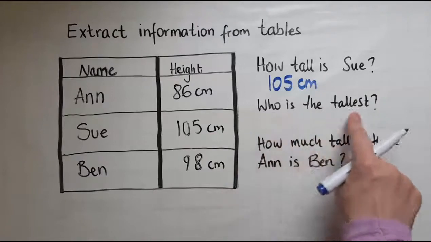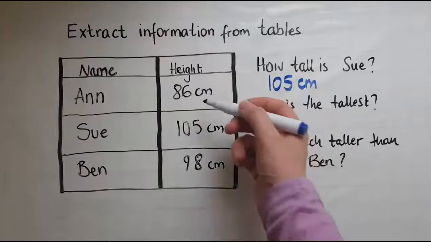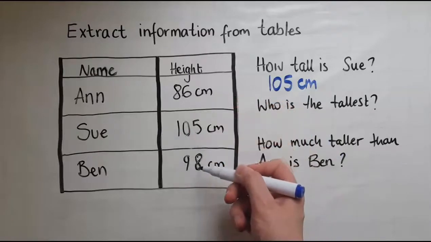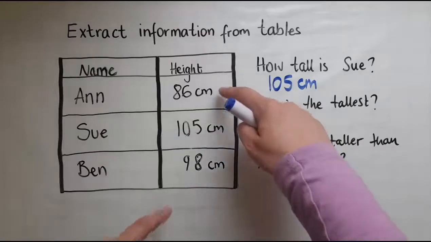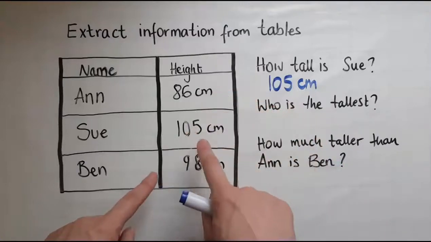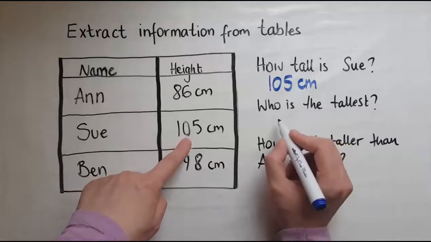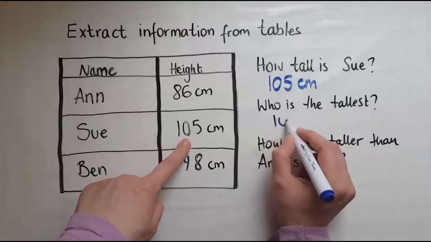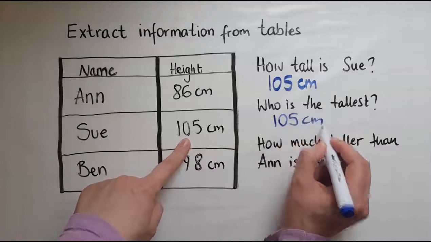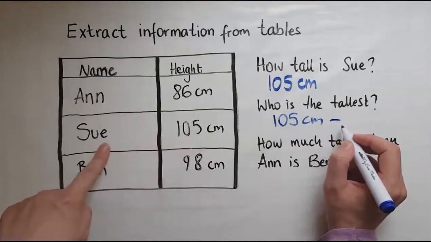Who is the tallest? And out of these, if you look at the height, we've got 86, 105 and 98. So these two are below 100. This one is over 100. So that is the highest, and that is the tallest as well. So 105 centimeters. That is, the person is Sue.